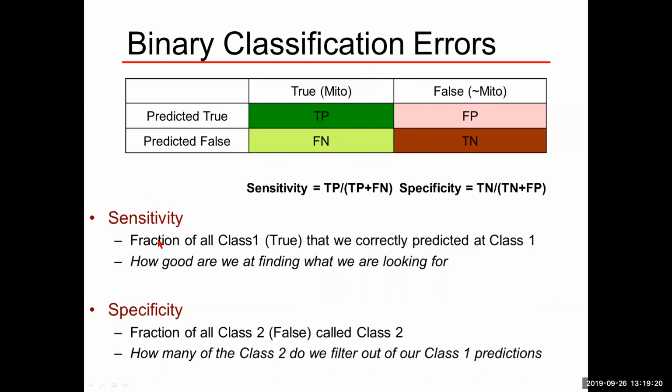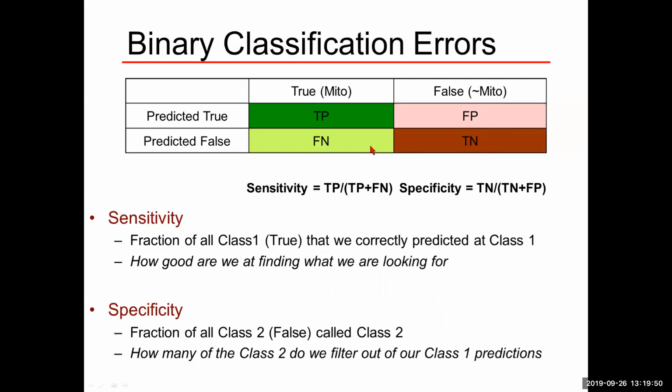So we're going to be talking about sensitivity, which is the fraction of all class 1 proteins that are mitochondrial that we correctly predicted as mitochondrial. And the specificity, which is the fraction of non-mitochondrial that you predicted as non-mitochondrial. Okay, and you need both. It's easy to have awesome sensitivity, right? You just predict everything as mitochondrial. It's easy to have awesome specificity.